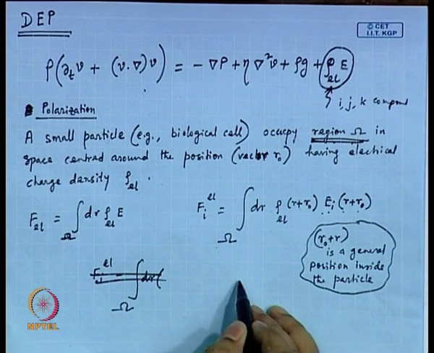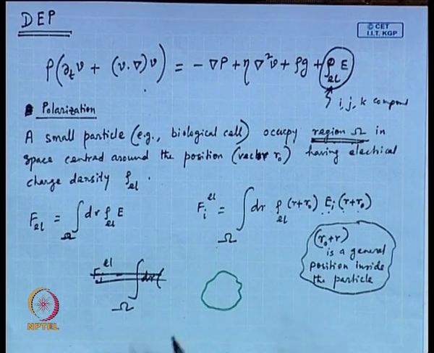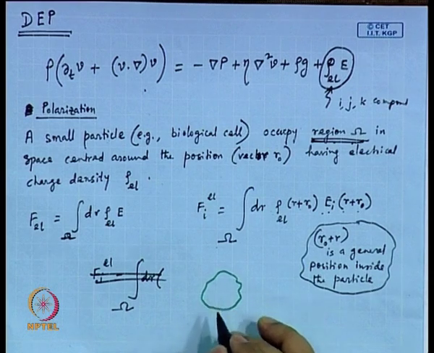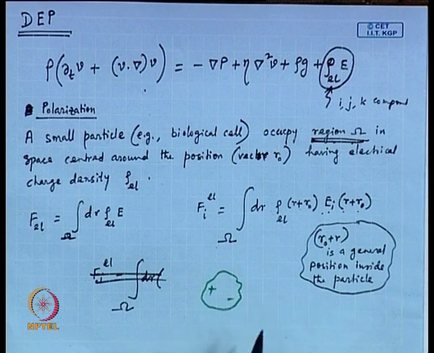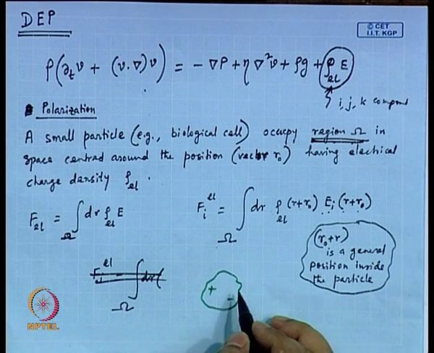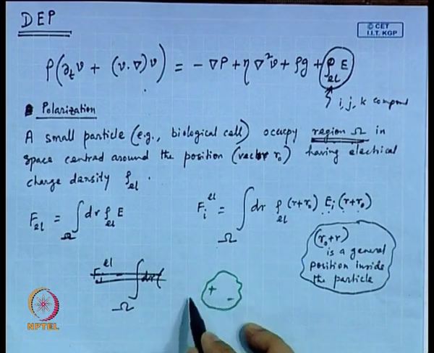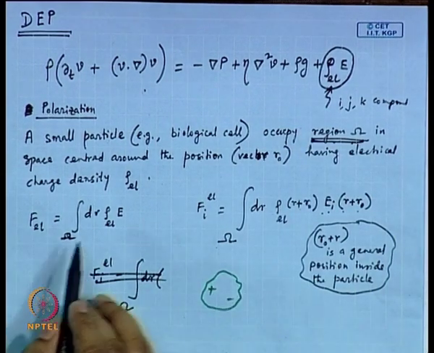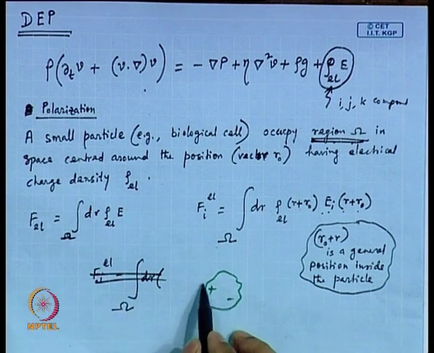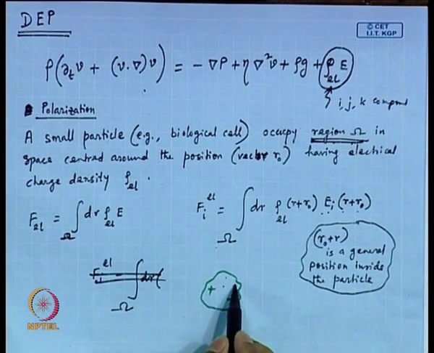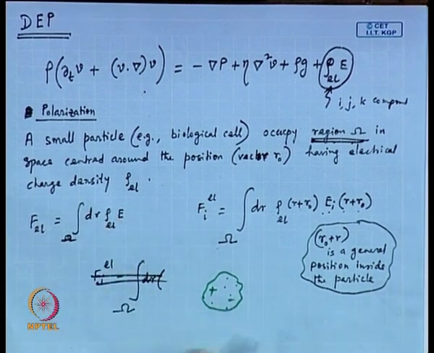By that what we mean is, we have a small particle, and in this particle we have charges present, plus and minus. If there is a net charge, then this would be reflected there. What we are trying to find out here is we are integrating this product rho EL E for this entire region omega, for various positions, and that is what it means.